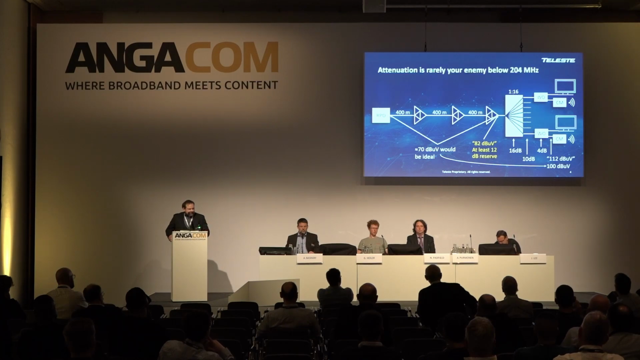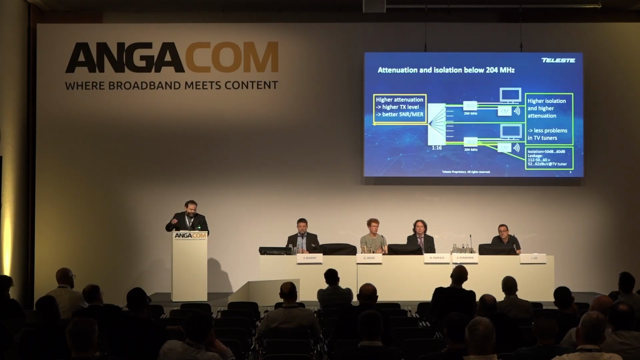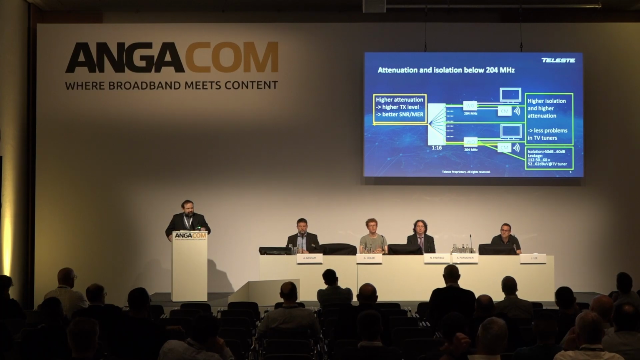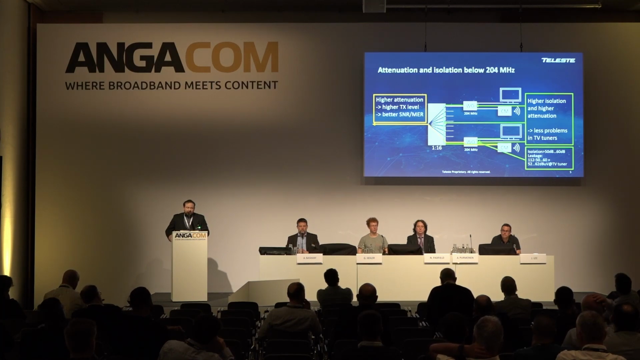The same comes with the RPD. So it means that this 30 decibel leads to the cable modem sending with 100 decibel microvolts. So you have at least 12 decibel reserve, depending on what kind of modems you have there in the field. So when you increase attenuation, you actually have higher transmission level, which improves your signal-to-noise ratio and modulation error ratio. So cable modems have higher signal level because they are compensating the losses of the last mile. So higher isolation and higher attenuation actually means that you have fewer problems, better modulation error ratio, and you can use more advanced modulation methods.